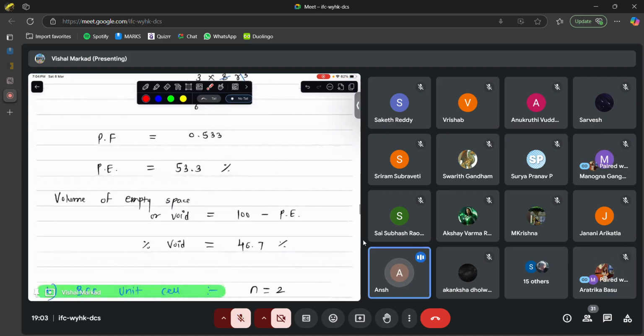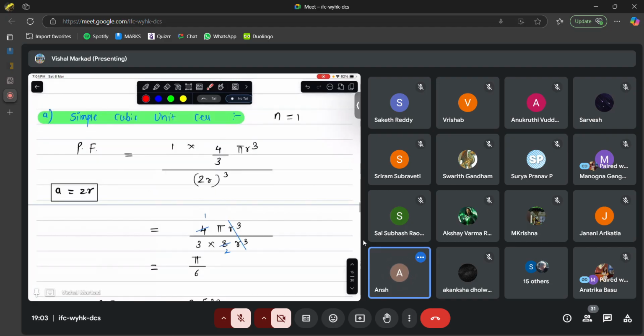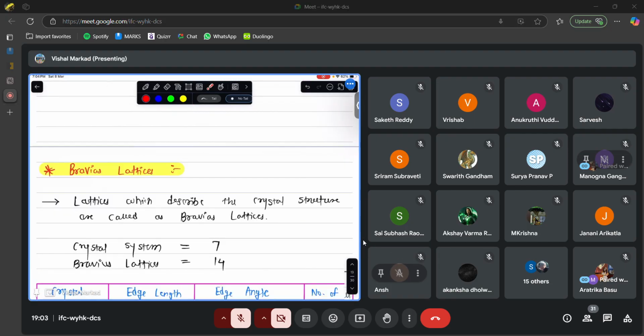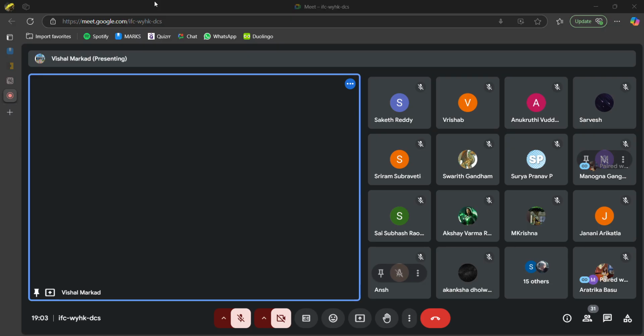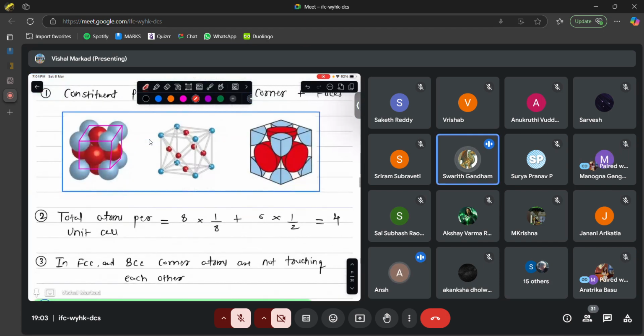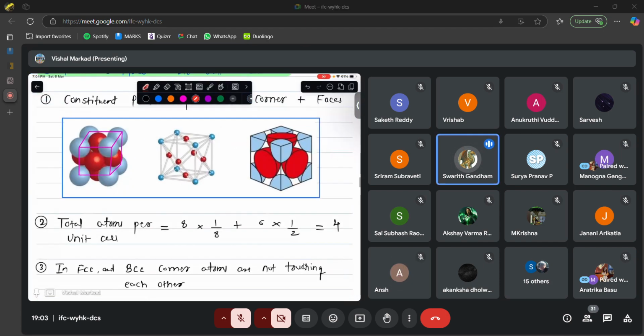Can you repeat how you got A equal to 2R? Look at here. This is the simple cubic unit cell structure. This entire length is A. This is the radius, this is also the radius, so A equal to 2R. Clear?